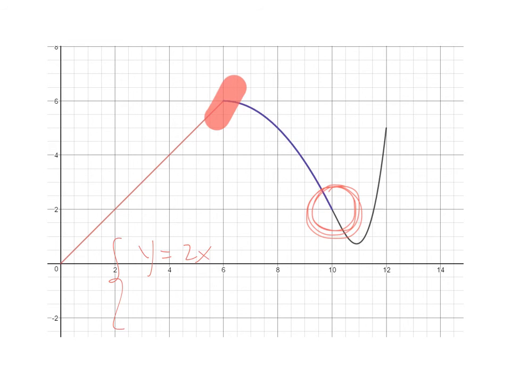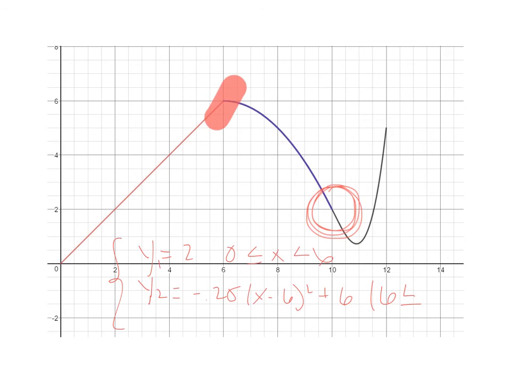Oh, no, not 2x. It was just x. It went from 0 to x to 6. Notice I'm not including 6. y2, which was, what did I say, was negative 0.25 x minus 6 squared plus 6. I'm going to say that goes from 6. Now notice how I'm including 6 as part of that.